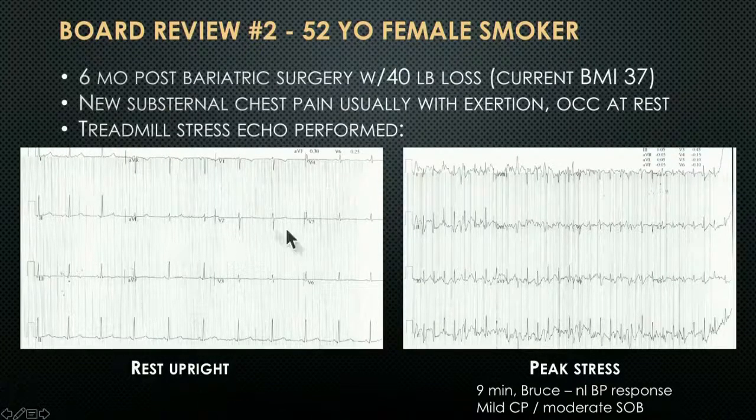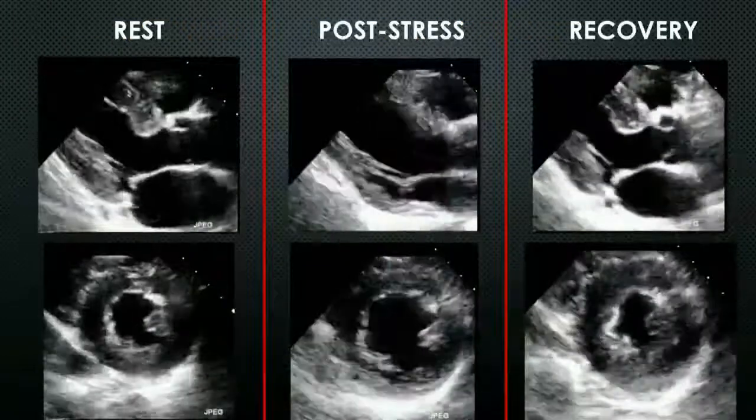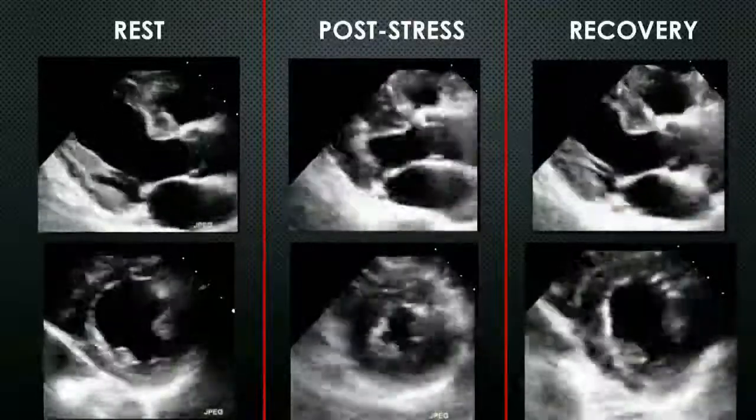Her resting ECG is delineated here, and here is her exceedingly helpful peak stress echo after 9 minutes on the Bruce protocol with a normal blood pressure response. She did develop some mild chest pain and moderate shortness of breath. And that's why she terminated, because she felt very short of breath. Okay, those are the EKGs, and here is the echo.